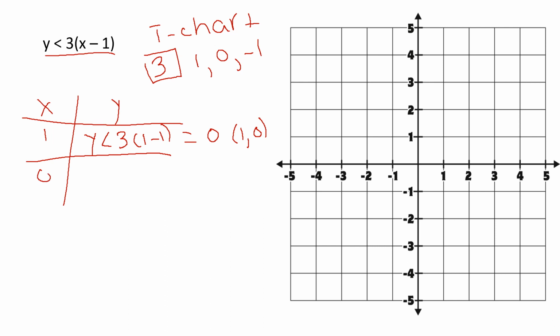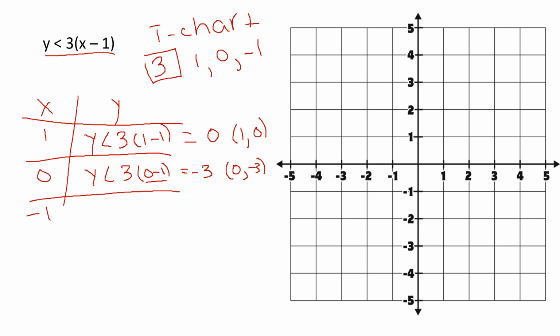Then I'm going to use 0. Plug that in. 0 minus 1 is -1. -1 times 3 is -3. So my second point is (0, -3).